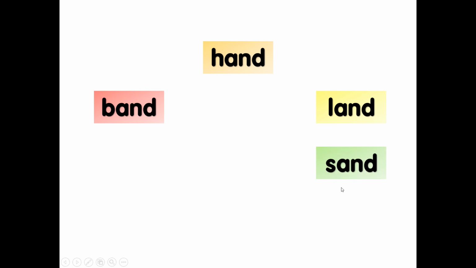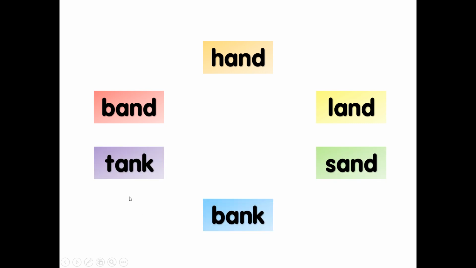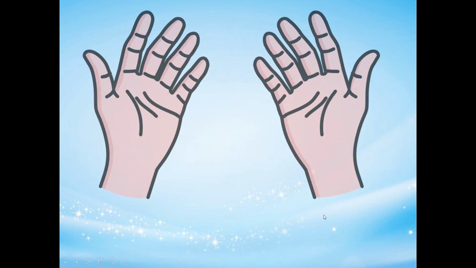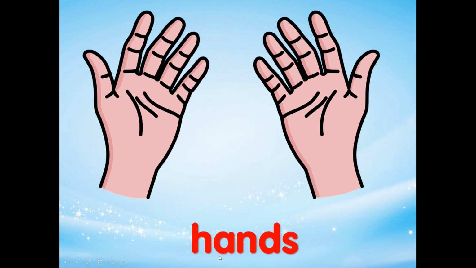Let's revise. What word is this? Ben. Hen. Land. Sand. Bank. Tank. What is this? Sand. How to spell? S-A-N-D, sand. What is this? Hands. H-A-N-D-S. This time we have S because you have two. If more than one, you have to add S at the back. Hands.